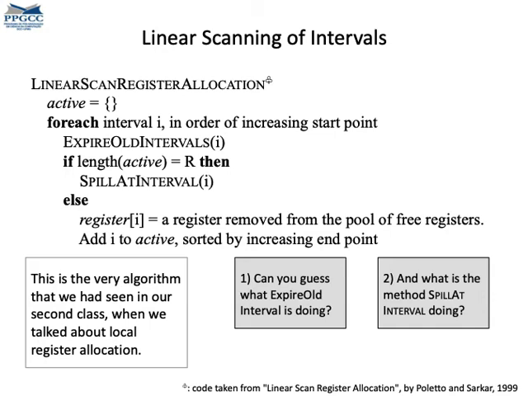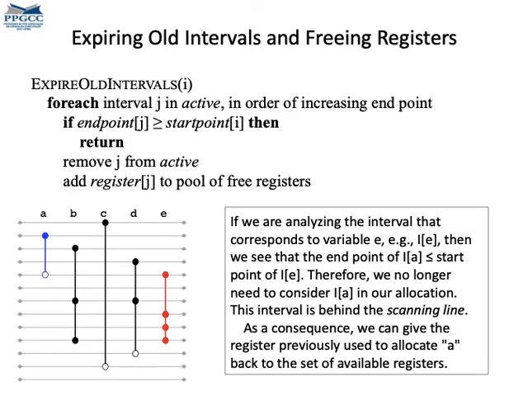This algorithm uses a data structure, a list that we call the list of active intervals. The idea of this algorithm is to traverse the lines from top to bottom with a scan. Whenever we find a new line, we put it in the list of active intervals. Whenever that line ends, we remove it. To remove a line, we use this routine: expire old intervals. Whenever the scanning line goes past any line in the active set, we remove it and return the register that was used in that interval to the list of free registers.